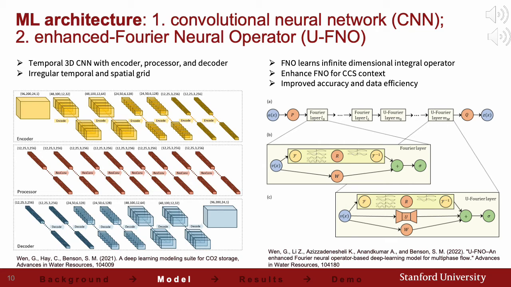And in this work, we have extended this FNO into the multi-phase flow CO2-water context, and we have shown that the UFNO has a lot better accuracy and data efficiency compared to the state-of-the-art CNN. It requires only about 34% of the training data, as in CNN, to achieve the same testing result.